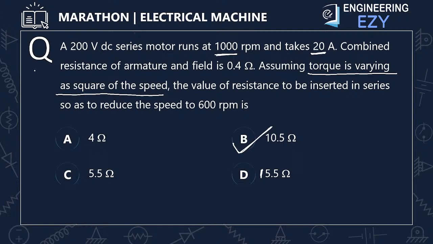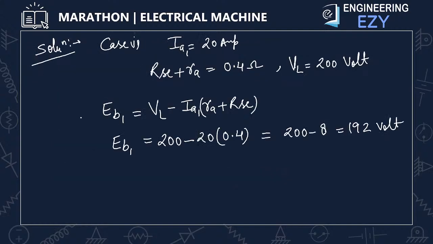So the DC series motor is important for the GATE examination, because if you know the relations of the DC series motor, you can calculate. Again, I am explaining because this question was a little bit lengthy. So I am once again explaining. First of all, I have calculated Eb1 using VL minus Ia1 into Ra plus Rsc. I hope this should be clear.